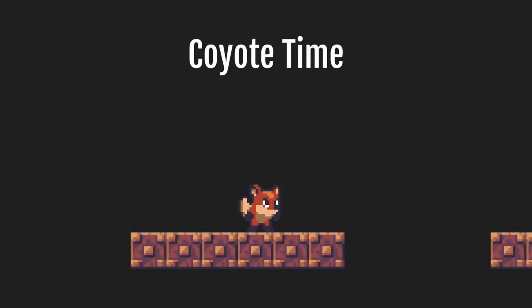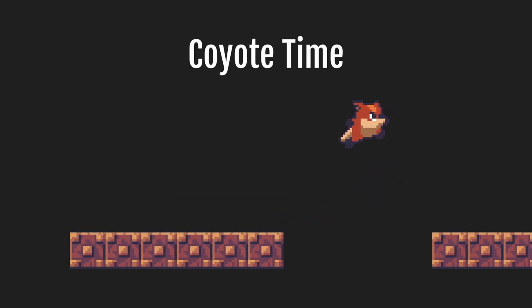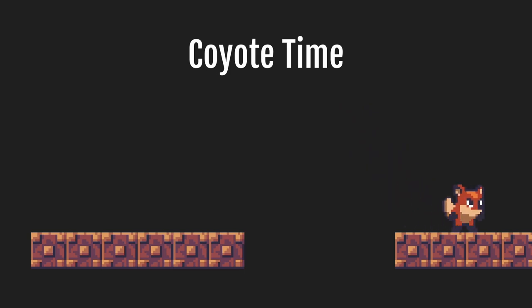Last thing we're going to add is Coyote Time. Now, what is Coyote Time? Coyote Time is a mechanic where the player can still jump for a short amount of time after stepping off a ledge. This will make it so the player is not punished as hard when they try to jump close to the ledge. Only a couple frames where you can jump should be enough.